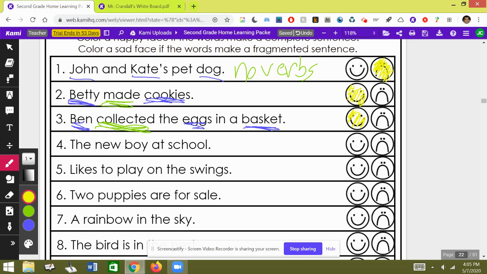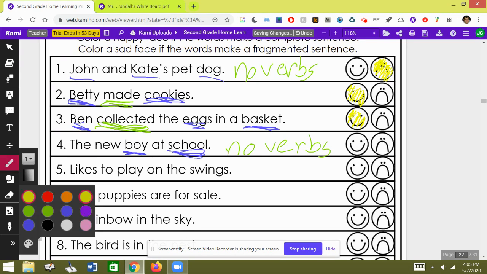The new boy at school. So let's see. The is something you'll learn later. New is an adjective. Boy is a person. And school is a place. But do you see any verbs? Is the boy doing anything? Nope. No verbs. So that means it is a fragment. Let me do one more.